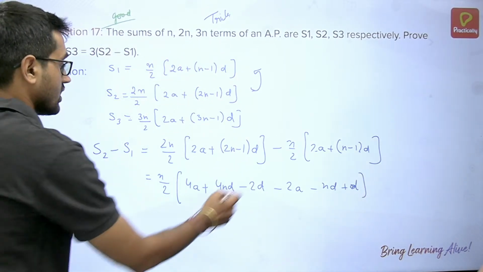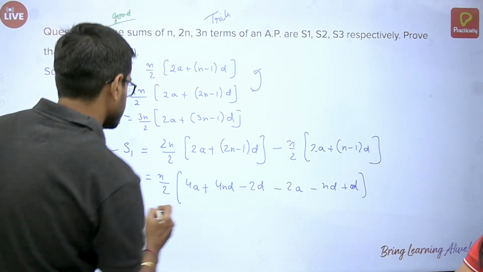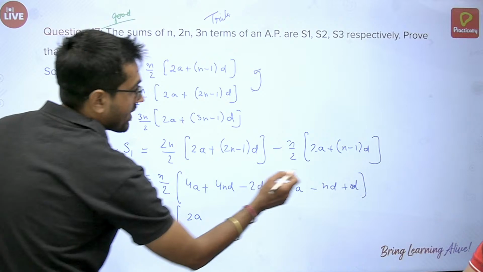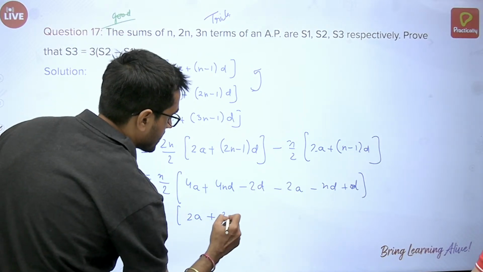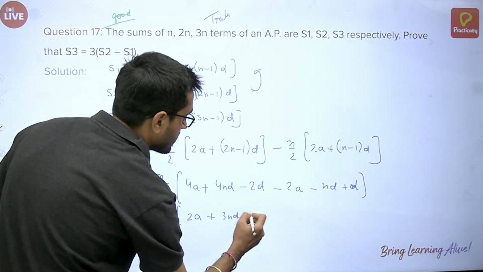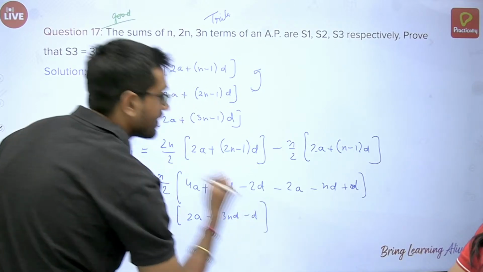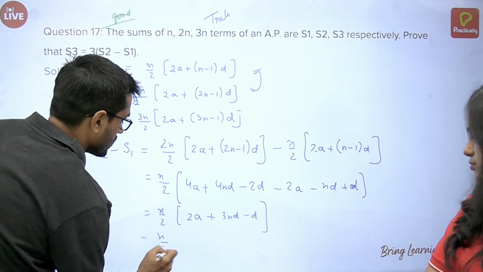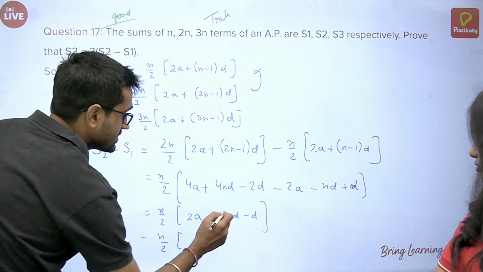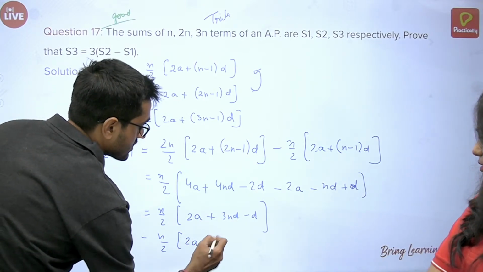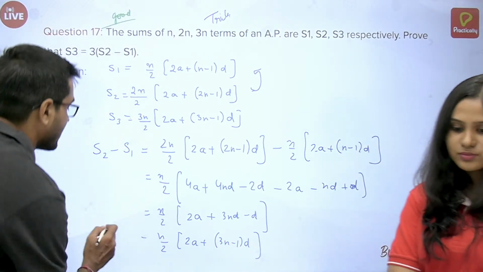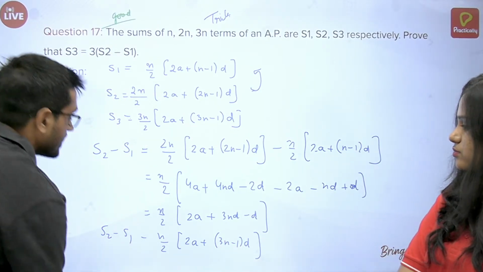Now you see, 4a minus 2a is 2a. 4nd minus nd is 3nd. Minus 2d plus d is minus d, right? Everything fits perfectly. Now you see n by 2 of 2a plus dn minus 1 d. I am taking d common. The moment I do this, everything falls into place. See this magic.